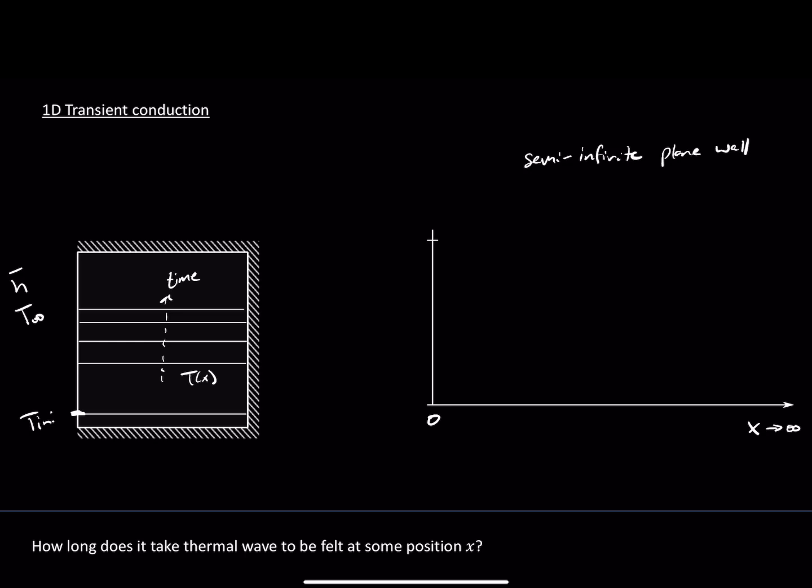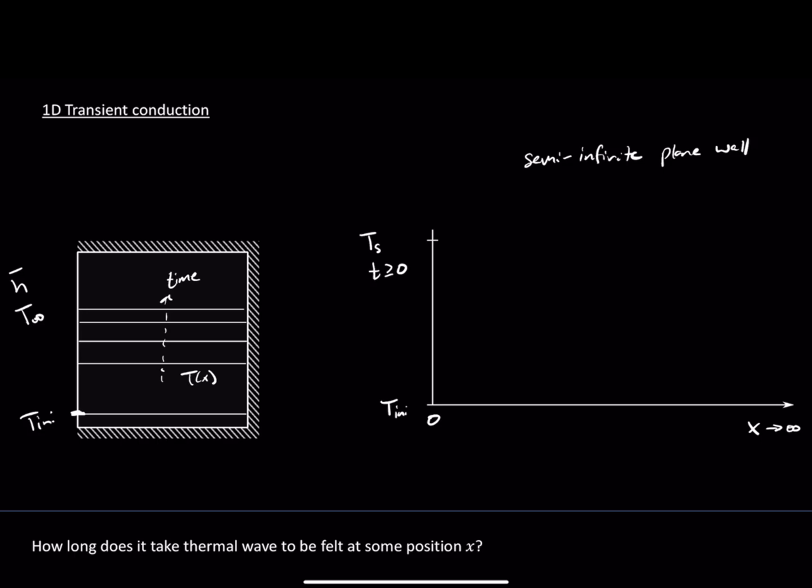This semi-infinite plane wall starts off at T initial. So let's say down here, we're at T initial, that's right at the bottom axis. And then after T initial, it's exposed to T surroundings, for time greater than or equal to 0.